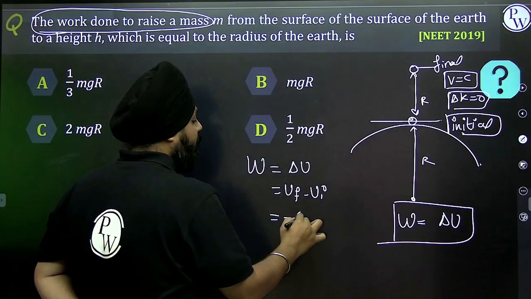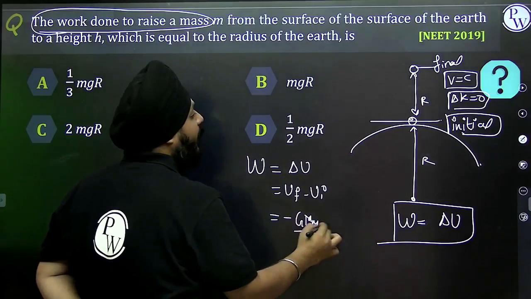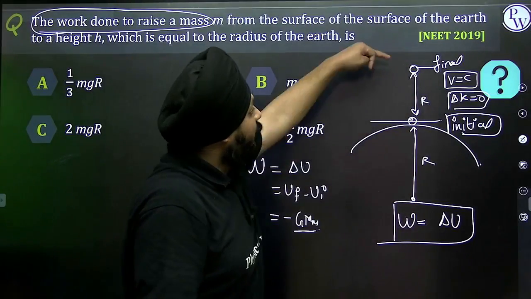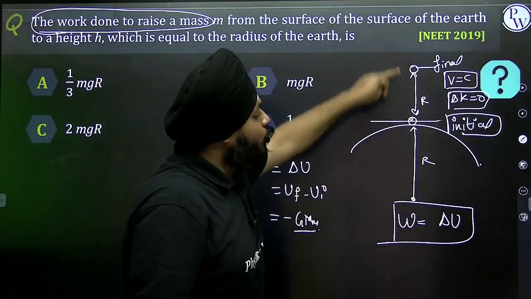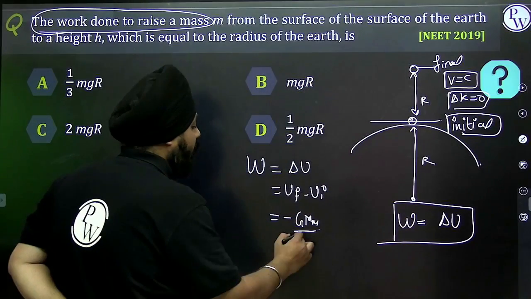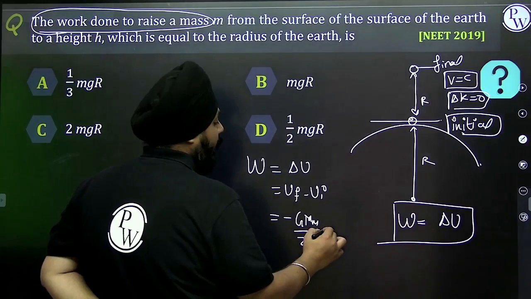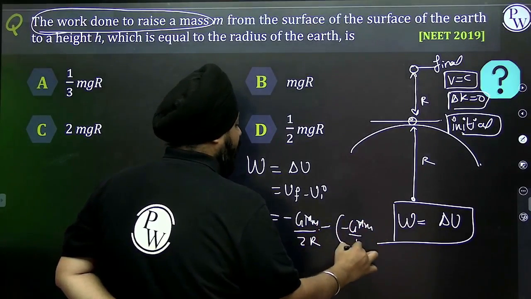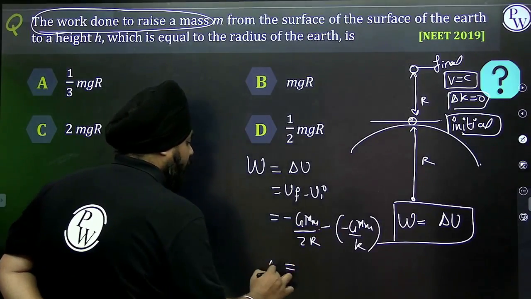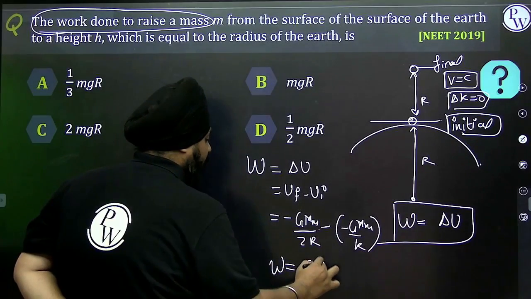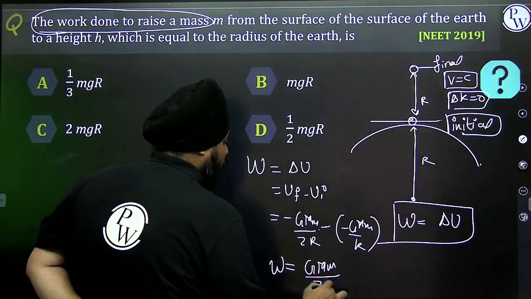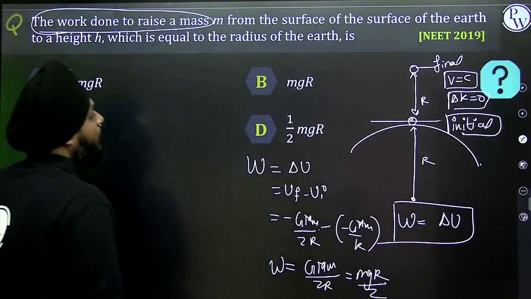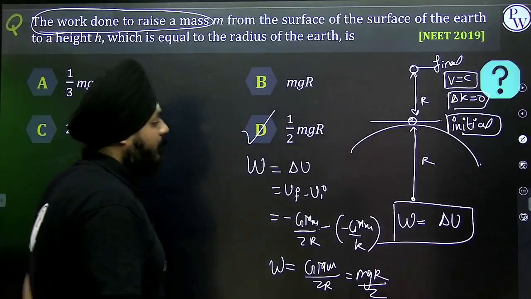Final, we have the position with G M m divided by the distance. Distance is always calculated with respect to the center. So the final position is at 2r distance from the center, so it's negative of G M m divided by 2r, and minus minus G M m divided by r. So the work done will be equivalent to G M m divided by 2r, which is equivalent to mgr by 2. D is the perfect answer.